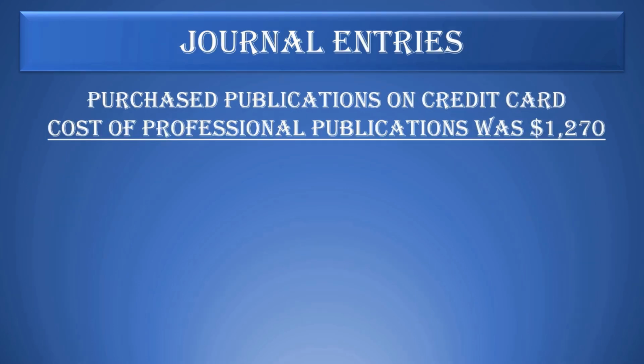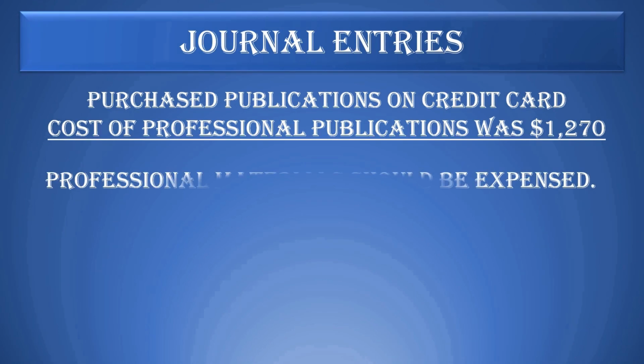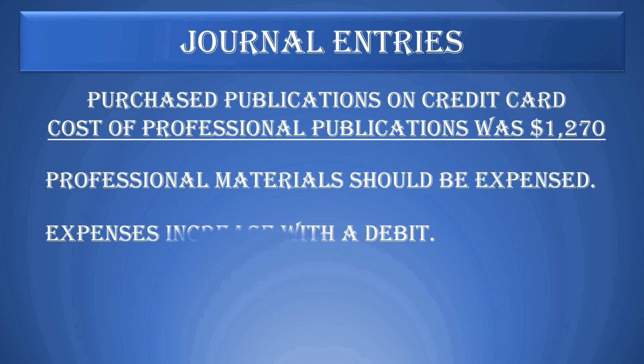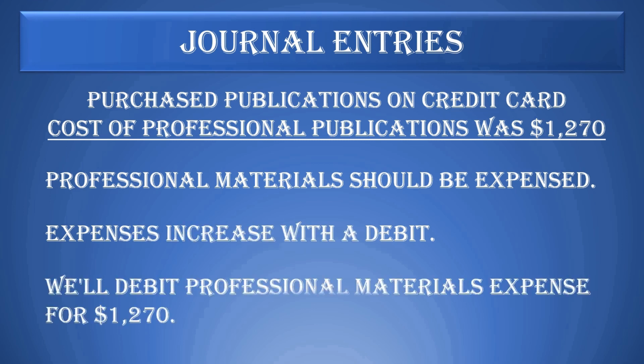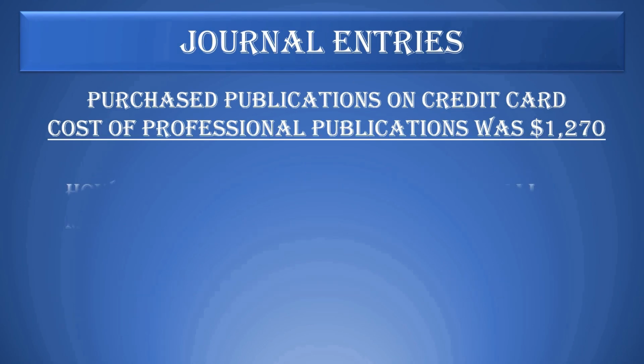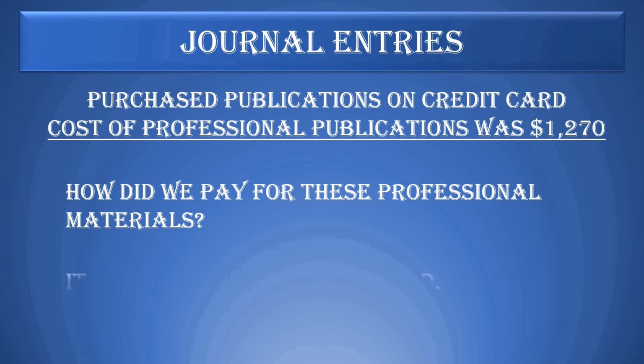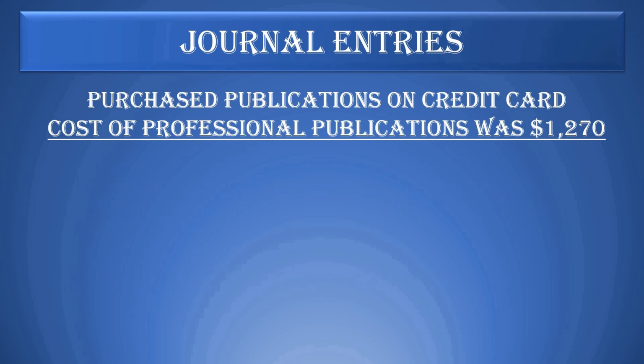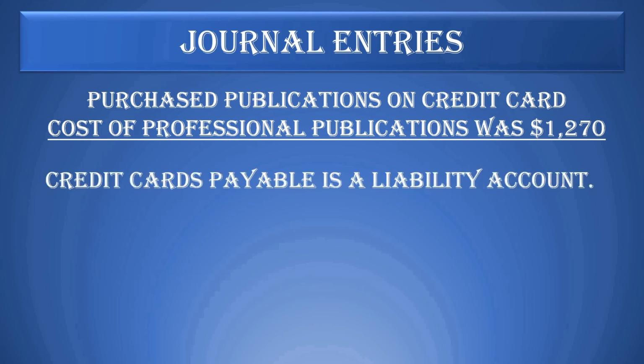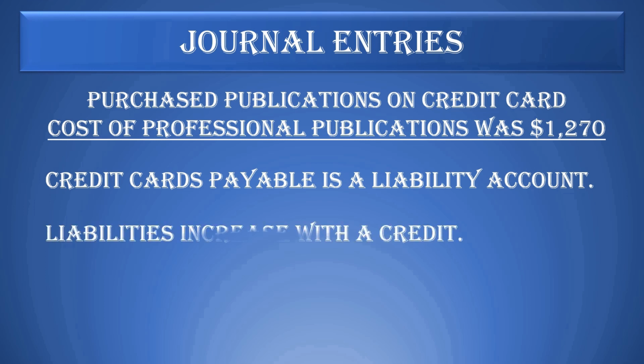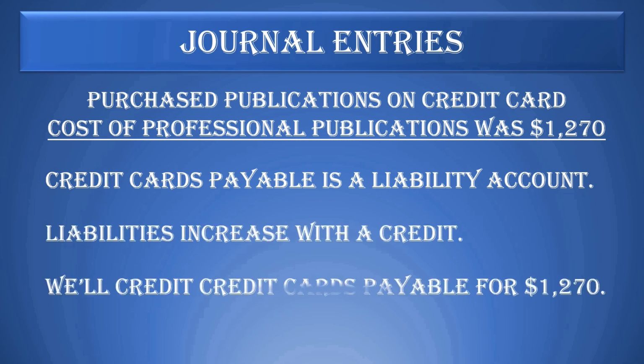Next, our company purchased various professional publications on a credit card. Total of this purchase was $1,270. We will expense this to professional materials. An expense is increased with a debit. So we'll debit professional materials expense for $1,270. Next, we should ask ourselves a question. How did we pay for these professional materials? Well, we put it on a credit card. Credit cards payable is a liability account, and liabilities increase with a credit. So we'll credit cards payable for $1,270.